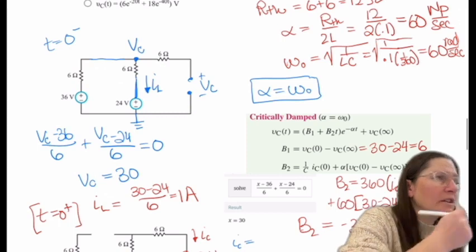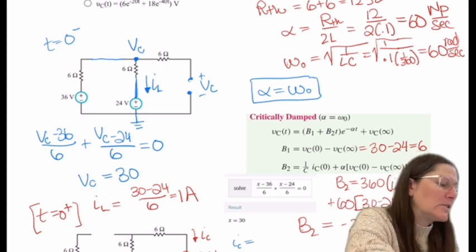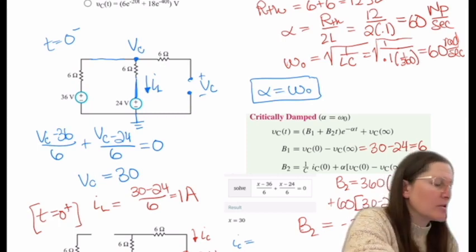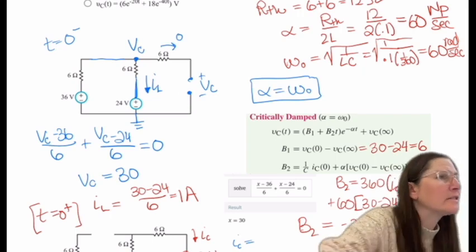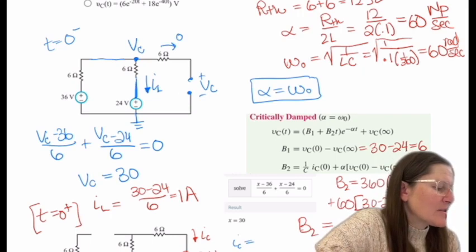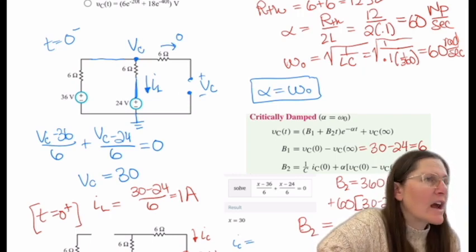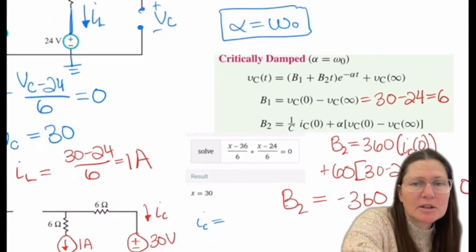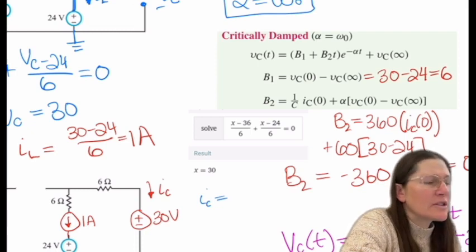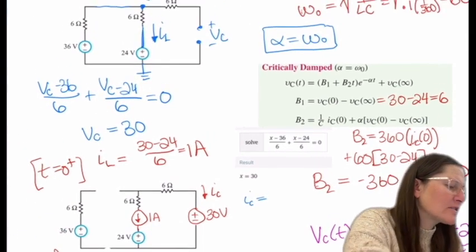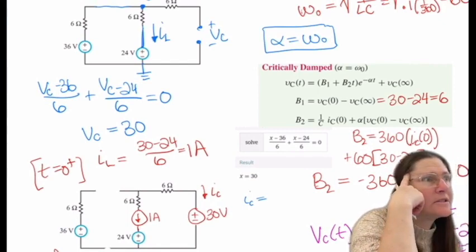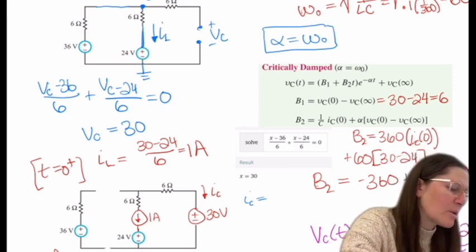All right, so solving at t equals 0 minus will be this circuit, and then I did known voltage. I noticed that there's no current flow here, it is 0. So (VC minus 36) over 6 plus (VC minus 24) over 6 equals 0. And then I used Wolfram Alpha. You can see my little snippet there, and it solved it for x equals 30. So VC is 30, and then IL is going to be (30 minus 24) over 6 to give me 1 amp.